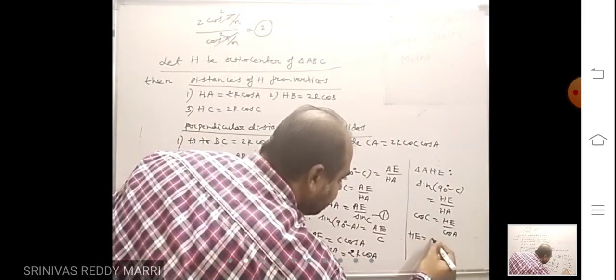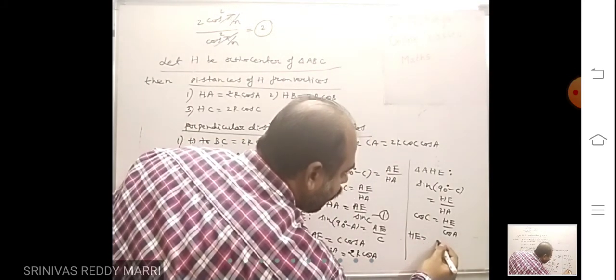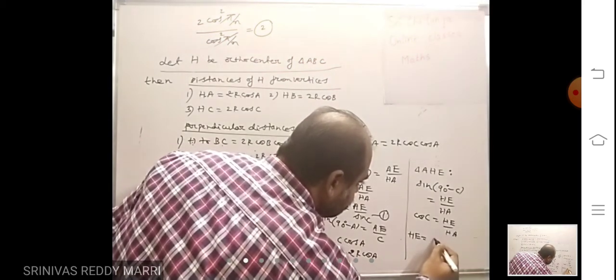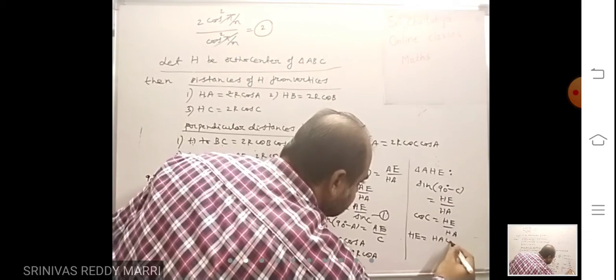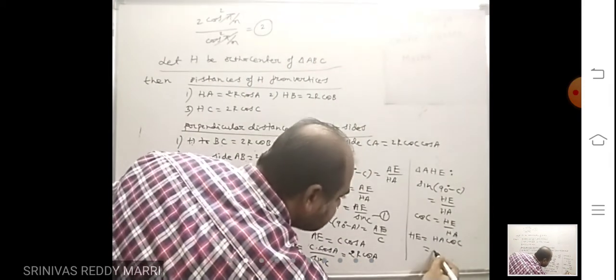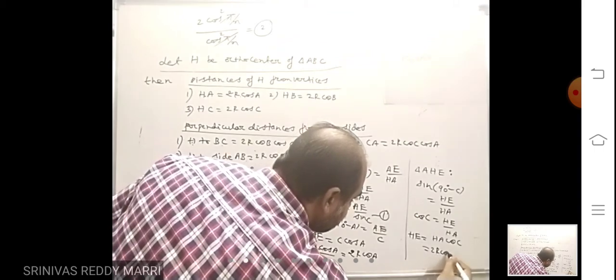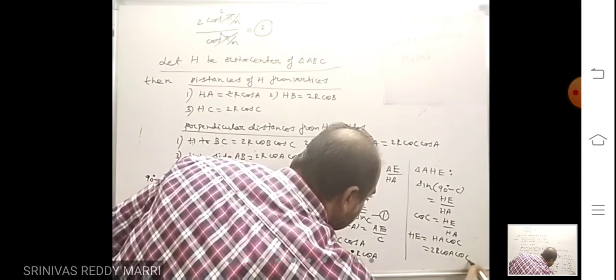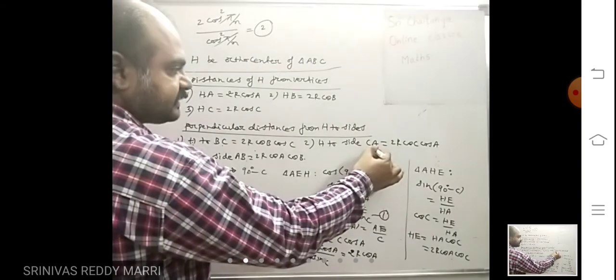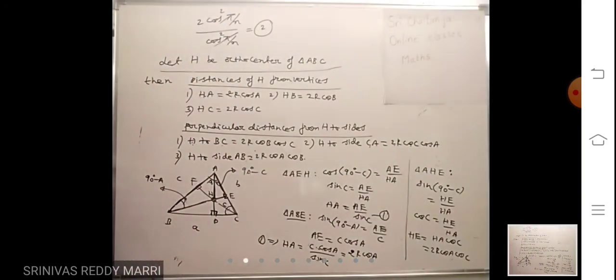What is HE then? HE equals HA cos C, and HA is 2R cos A, so HE is 2R cos A cos C. This is the distance from the orthocenter to the side CA, 2R cos C cos A. Similarly, you will get the others.